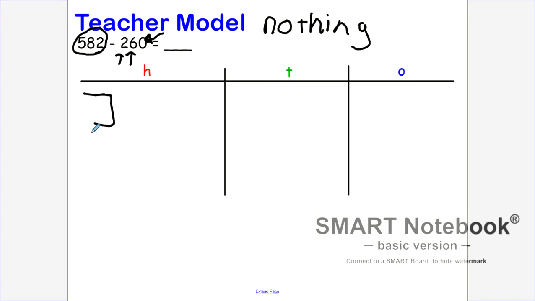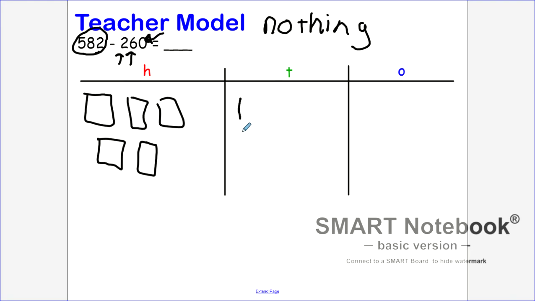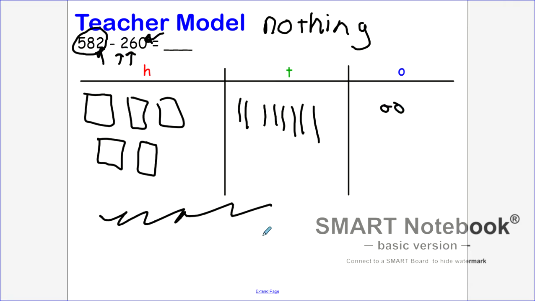So let's draw our first number, 100, 200, 300, 400, 500, and we count by tens, 10, 20, 30, 40, 50, 60, 70, 80. So 8 lines, and then finally we've got our 2 ones. 1, 2. Now this is subtraction, so that tells me I don't need to do anything down here. Make a little line to remind you, don't do anything. All you have to do is draw that first number.